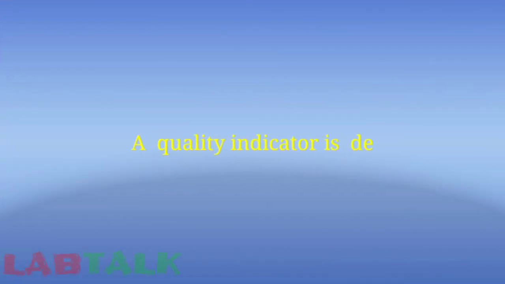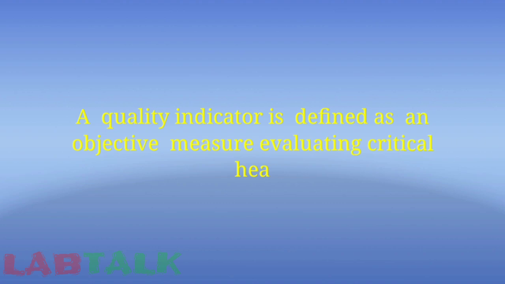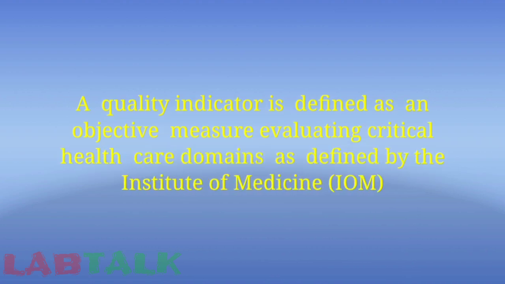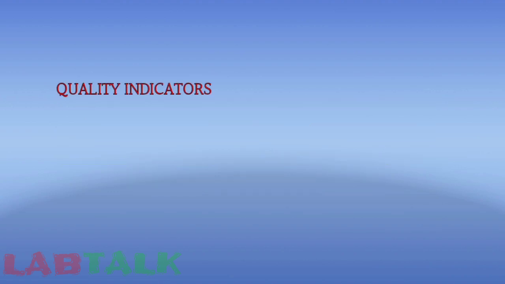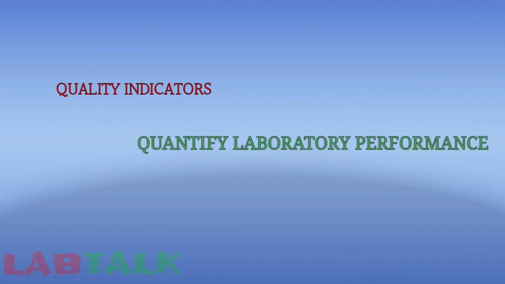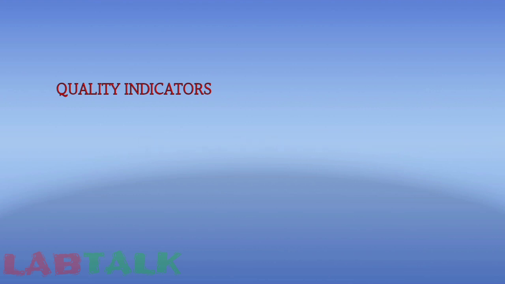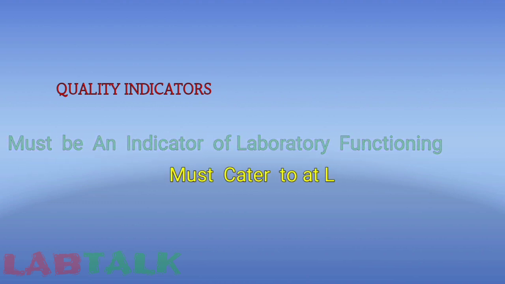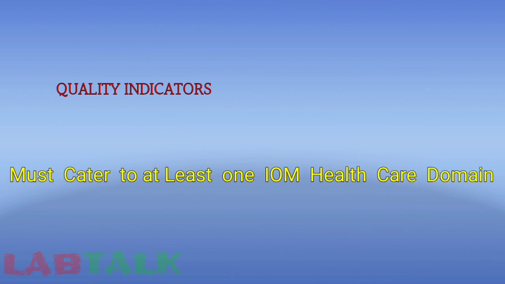A quality indicator is defined as an objective measure evaluating critical healthcare domains as defined by the Institute of Medicine, that is IOM. A quality indicator is a tool enabling us to quantify the laboratory's performance by selecting a certain comparative criteria. Any quality indicator needs to fulfill primarily two inclusion criteria. These are: it must be an indicator of laboratory functioning, and it must cater to at least one IOM, that is Institute of Medicine, healthcare domain.